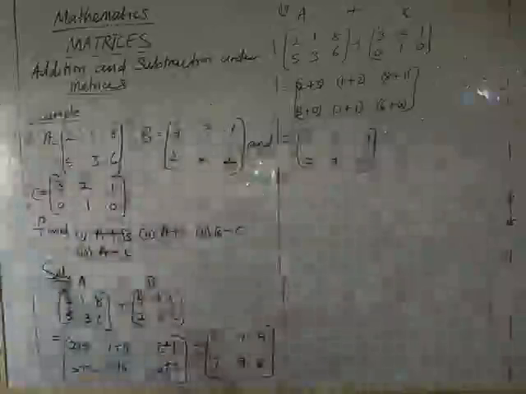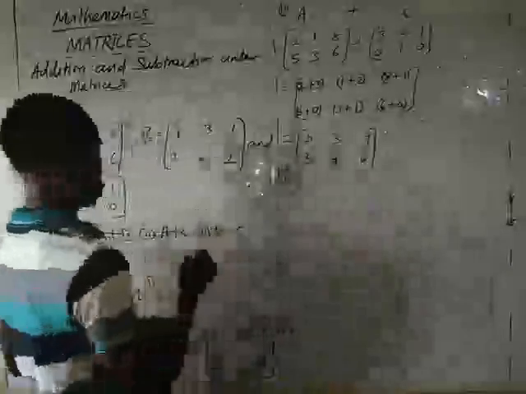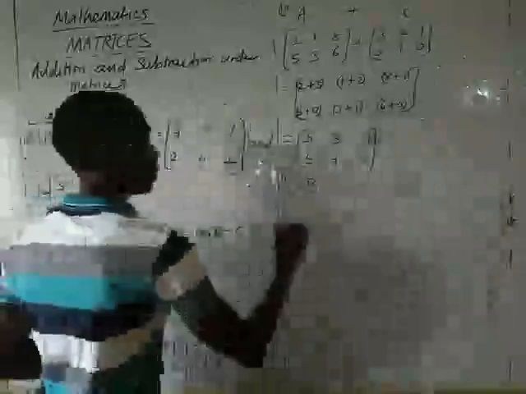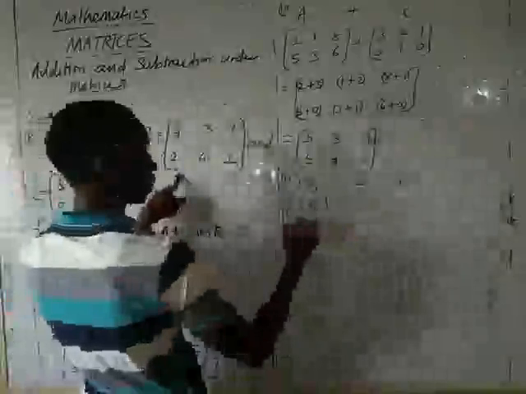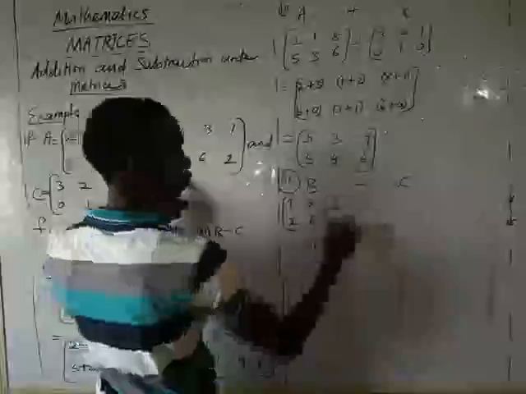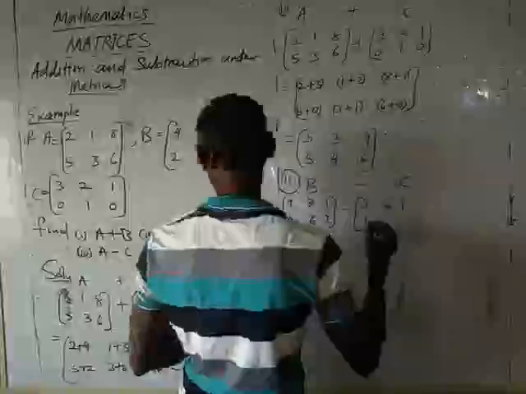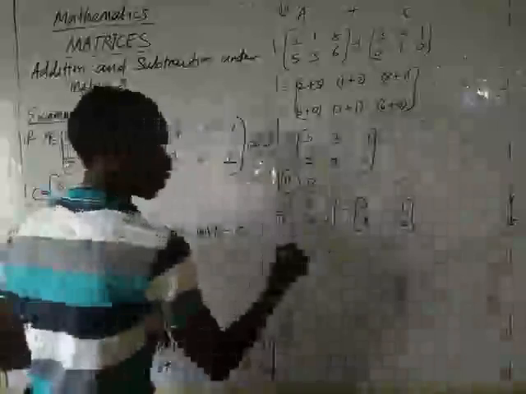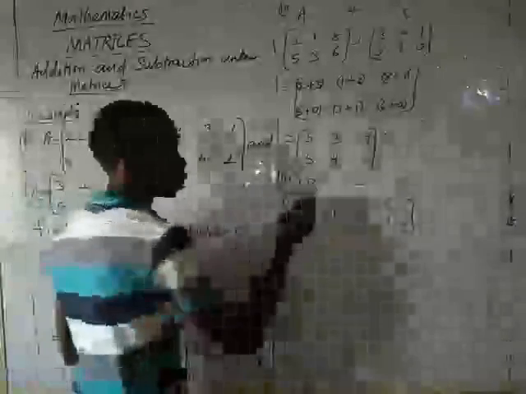Now let's see B minus C. So there I have B. My B is given to be 4, 3, 1, 2, 6, 2 minus 3, 2, 1, 0, 1, 0. Now from this, our next step, just like we did in addition, exactly the same thing we're going to do in the case of subtraction.